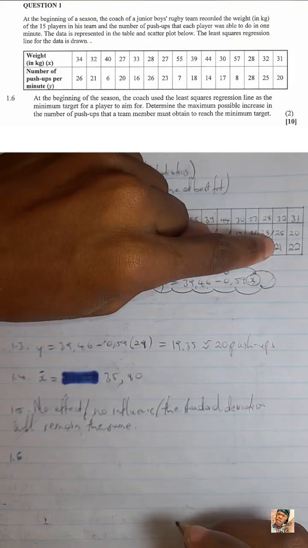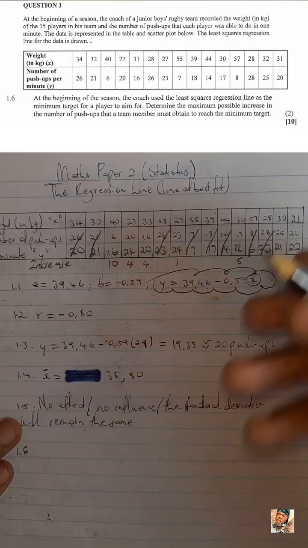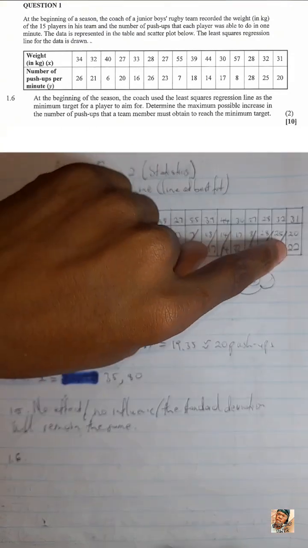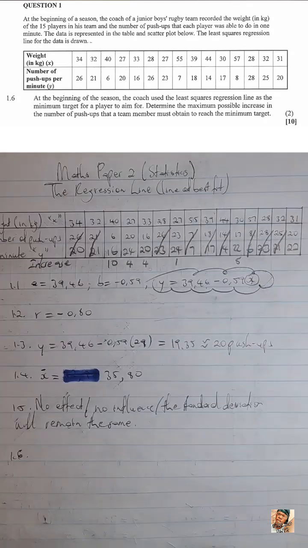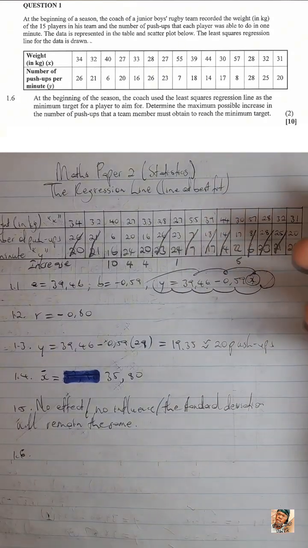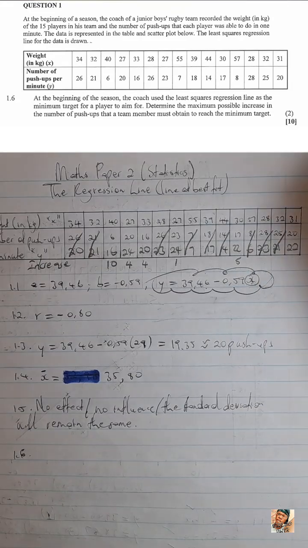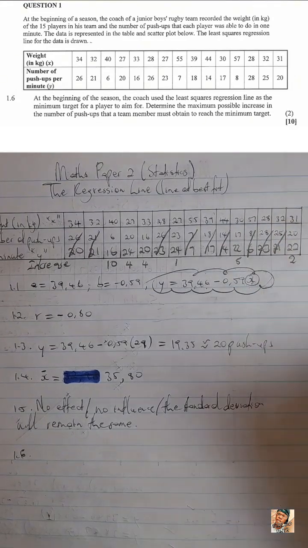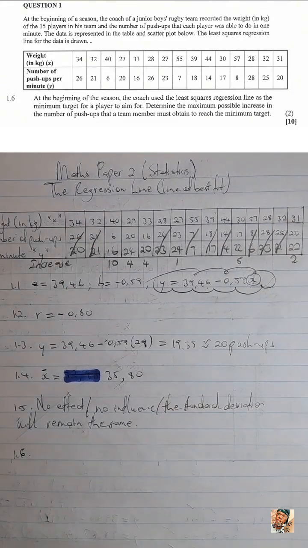This one was expected to make 21. He made 25. That means he reached the target. This one was expected to make 22, and he made 20. Not really that he reached the target. He needs to increase by 2. So this one needs to increase the number of push-ups by 2. So these players here, these players that you see here.